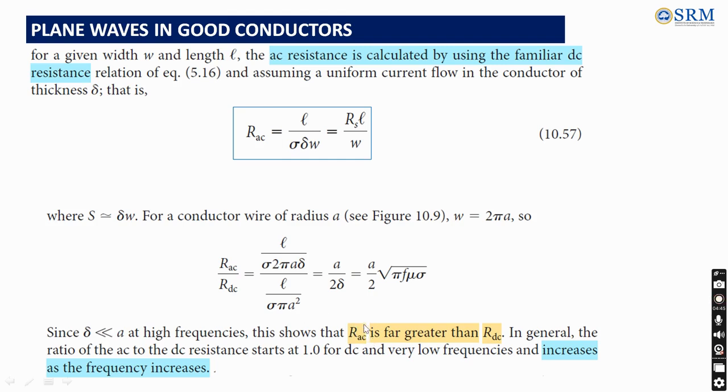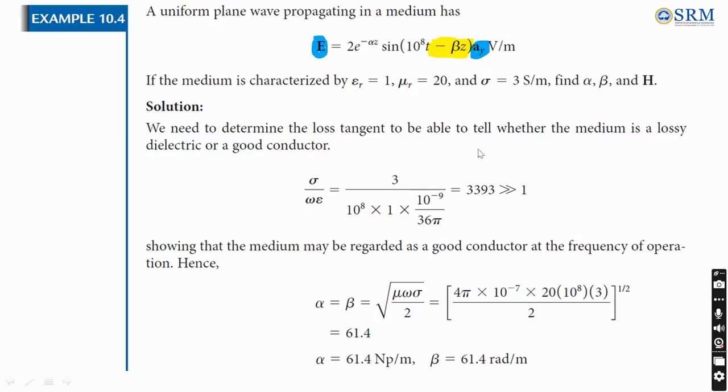So the AC resistance is greater than the DC resistance. Okay, and it increases as the frequency increases also, because frequency is in direct relation. Now let us solve the given problem.